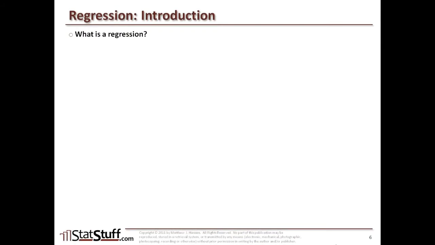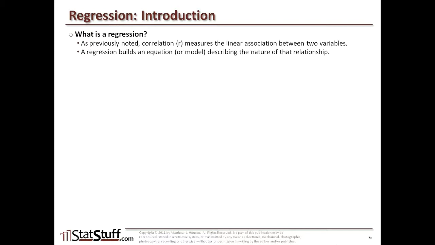Well, to define a regression, first we might be reminded how a correlation, or that R value, is measuring the linear association between two variables. Well, a regression builds an equation, or what we call a model, describing the nature of that relationship between the two variables that you're comparing.